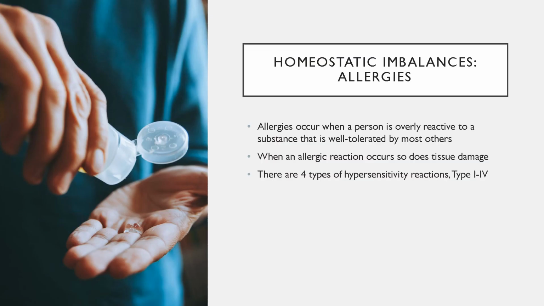A person who is overly reactive to a substance that's tolerated by most other people is usually said to be allergic or hypersensitive. Whenever an allergic reaction takes place, some tissue injury occurs. Now, there are 4 types of hypersensitivity. These are type 1, 2, 3, and 4. They each have different mechanisms of action, and the timing is different. Really not too important for our class, though.